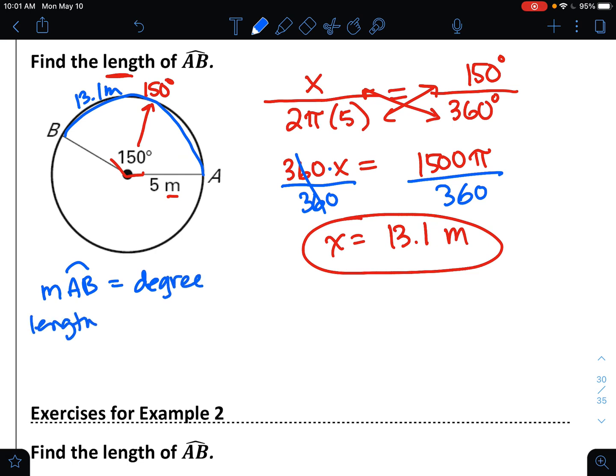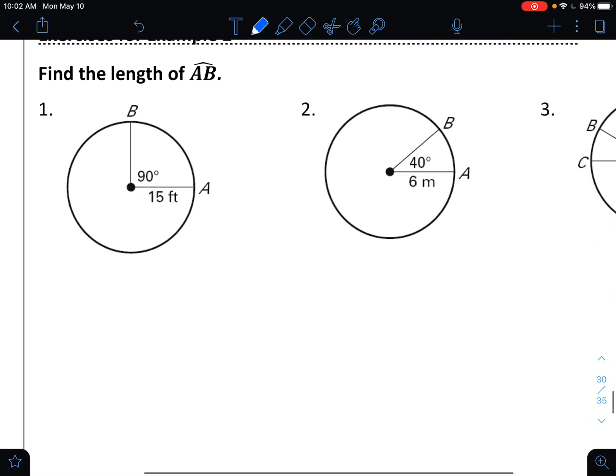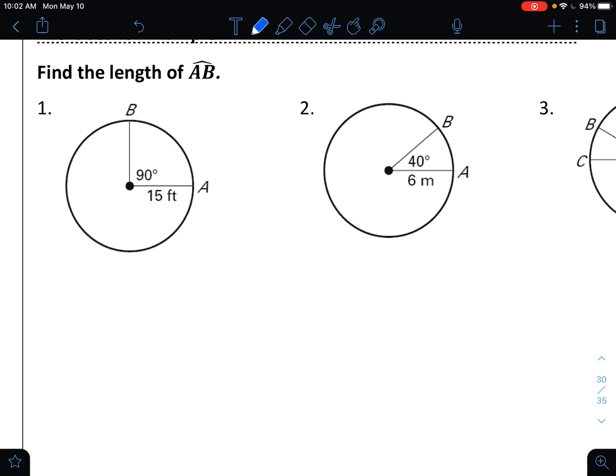When it has the word length in front of it, I'm just going to say here that's equal to a unit. It could be meters, inches, centimeters, but when you see the M, that's your degree measure for measure of. All right, let's do one more and I'll have you guys try the last two.